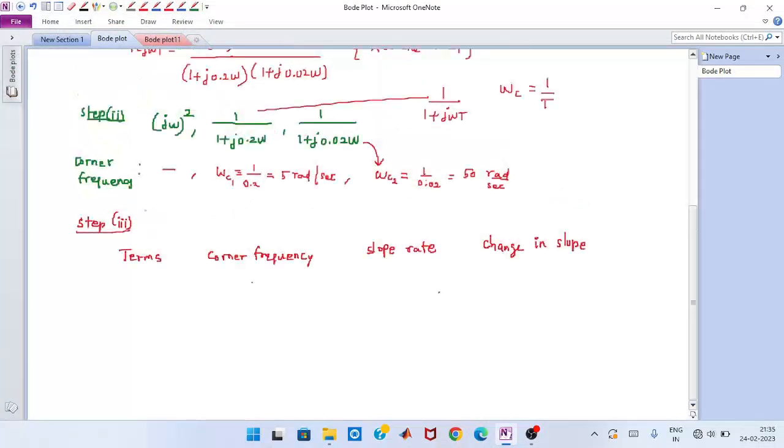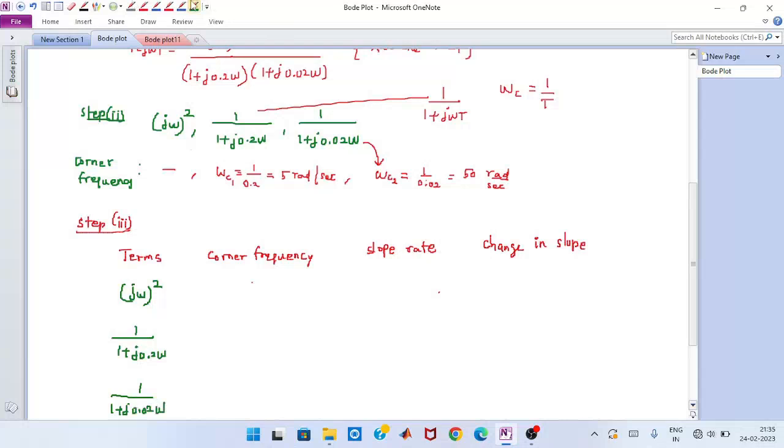So as we know, what all the terms are available here. The first term is (j omega) the whole square. And the second term is 1 divided by 1 plus j 0.2 omega. What about the third term? That is 1 divided by 1 plus j 0.02 omega.